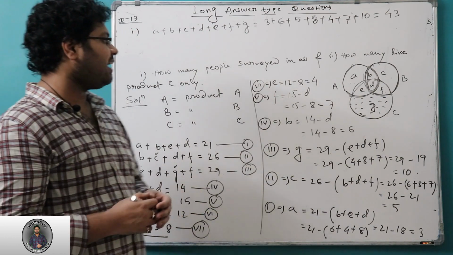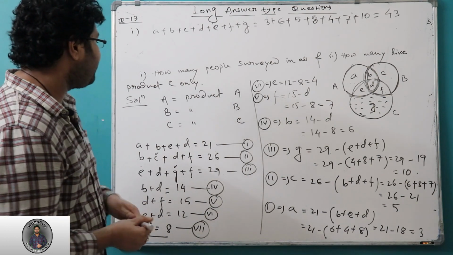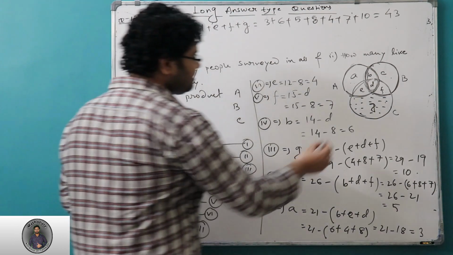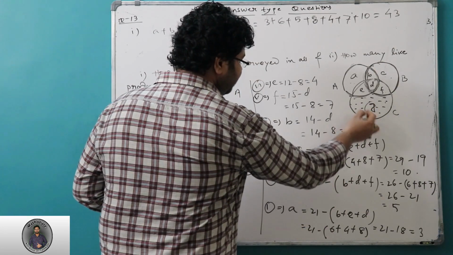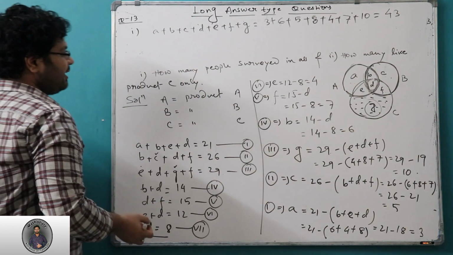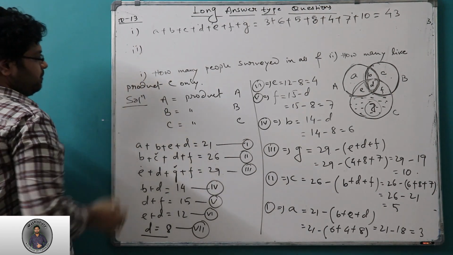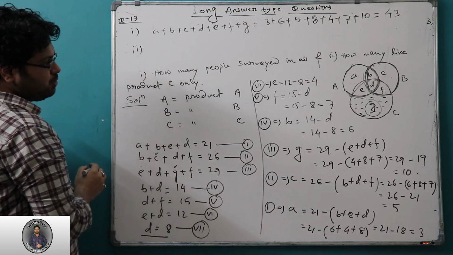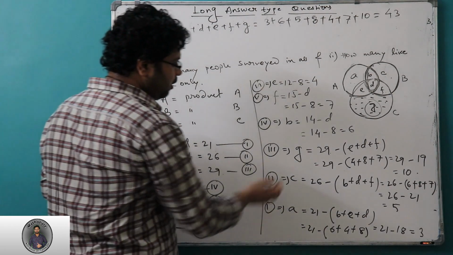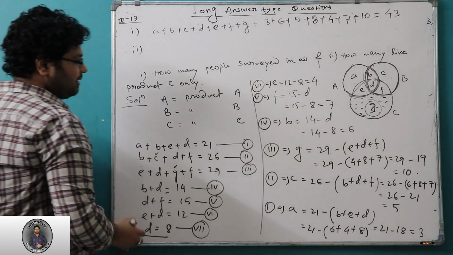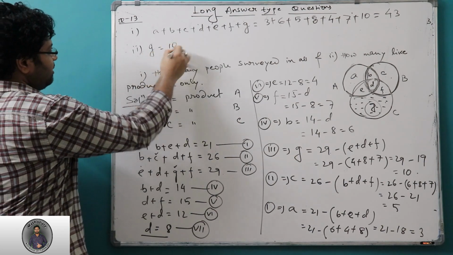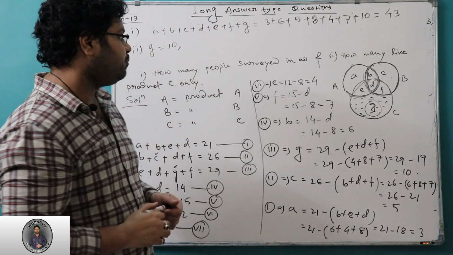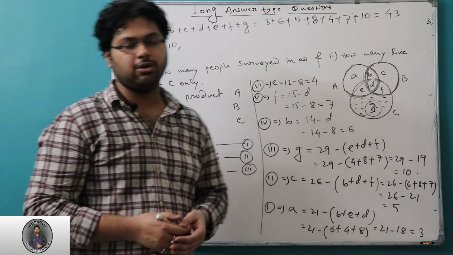And the second question, how many like product C only? So product C means this dotted region only, and the value of G, that will be the answer. So product C only, how many people? That is G. The value of G we got is 10. Therefore 10 people like product C only.